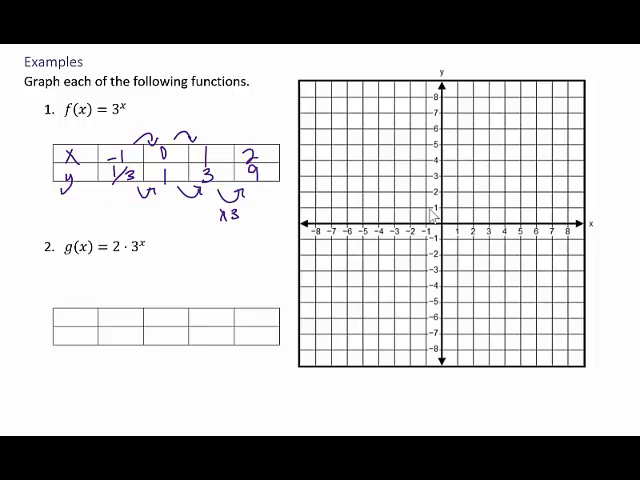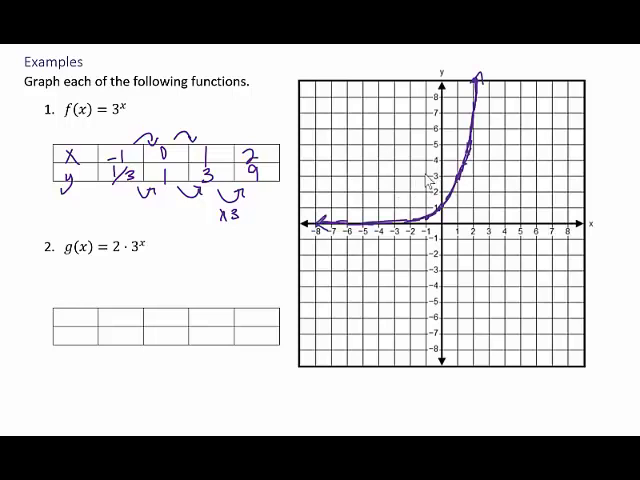So we plot these ordered pairs: (-1, 1/3), (0, 1), the y-intercept is at 1, then (1, 3), and then (2, 9). And connect the points with a nice curve.